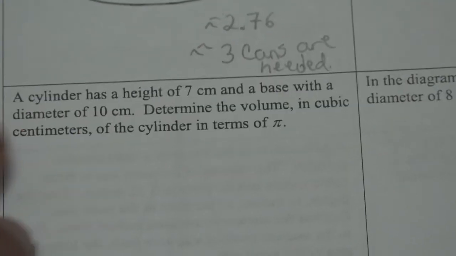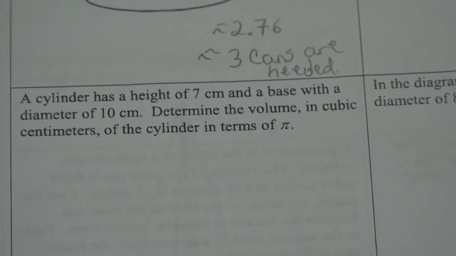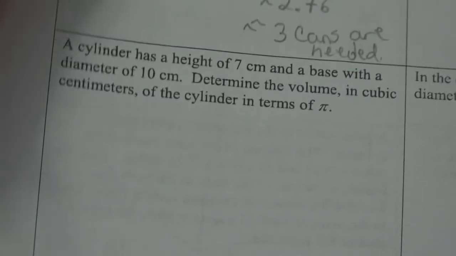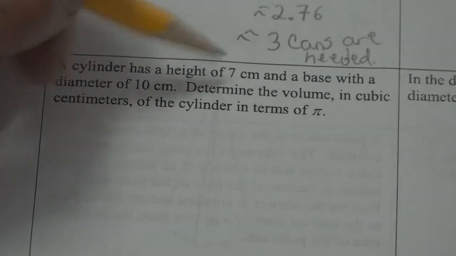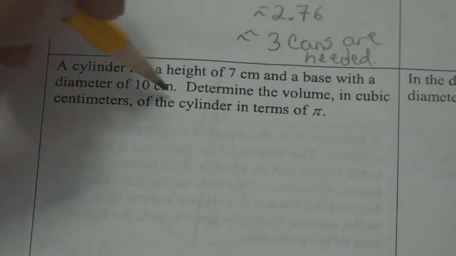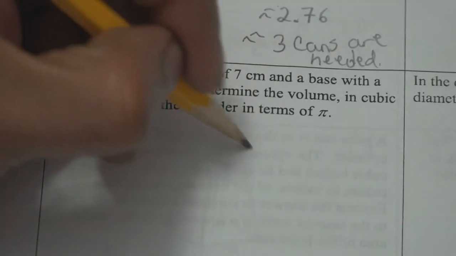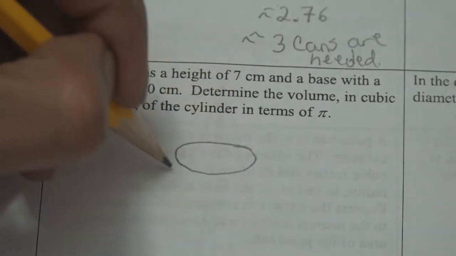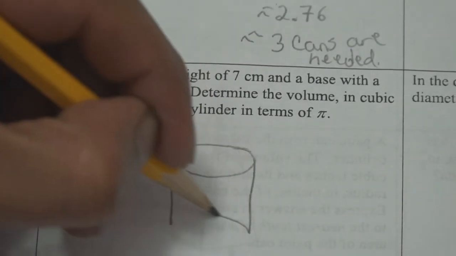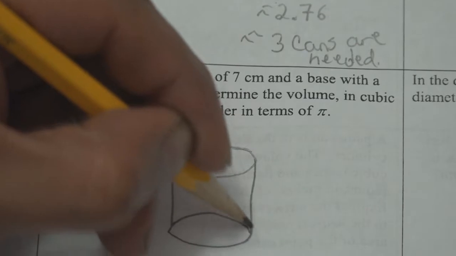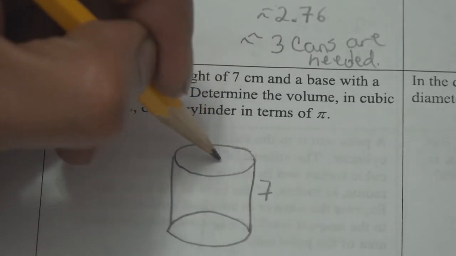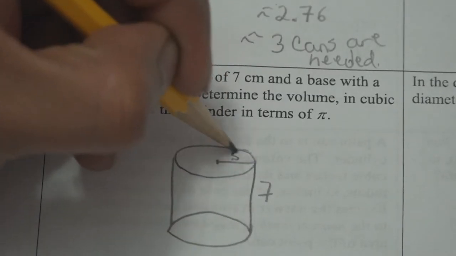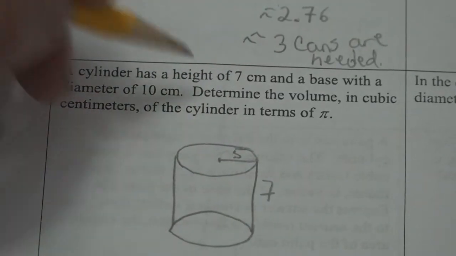It says a cylinder has a height of 7 centimeters and a base with a diameter of 10 centimeters. My God, this is so freaking difficult here. All right, so determine the volume in cubic centimeters of the cylinder in terms of pi. All right, so you draw a cylinder. Okay, and now we have the height is 7, the base with a diameter of 10, so the diameter is 10, that means that the radius is 5. Makes sense?